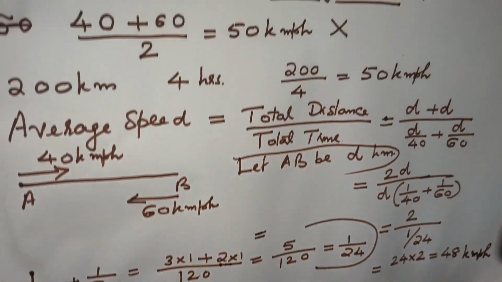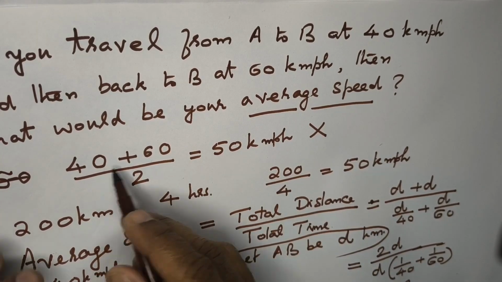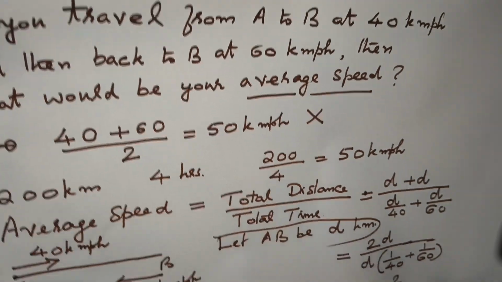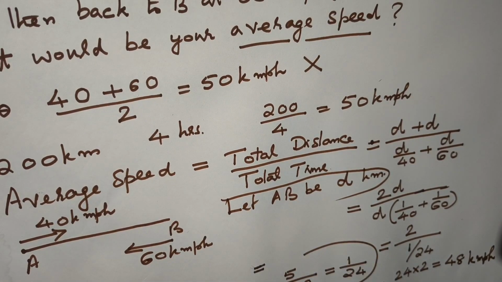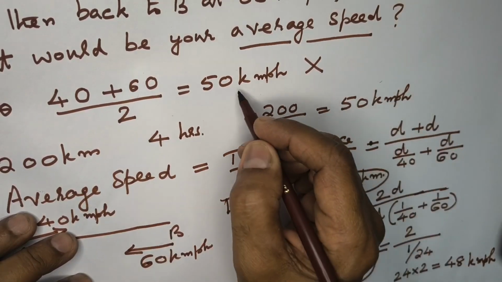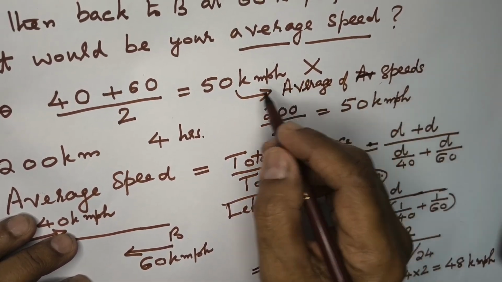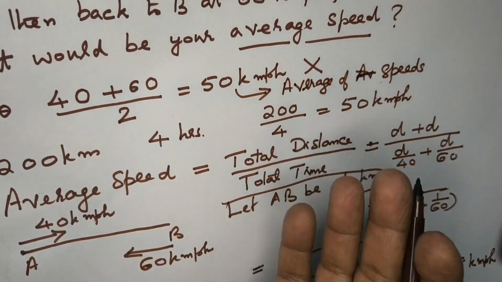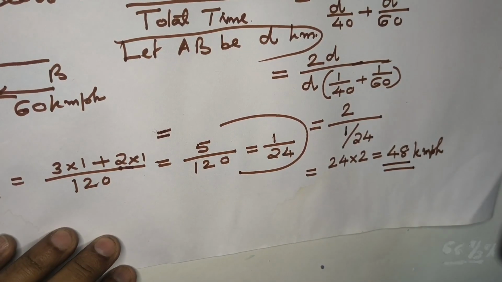See, this is not the same as the wrong answer I had given you at the outset of the problem, solution rather. See, 40 plus 60, this is 50. The correct average speed is, as you have seen, 48. Okay. Now, then what is this 50? There is a name for this 50. This is called average of speeds. That is the name for this 50 kilometer. You're just adding up two speeds and then taking the average. And that's not the real average speed. So the answer is 48.